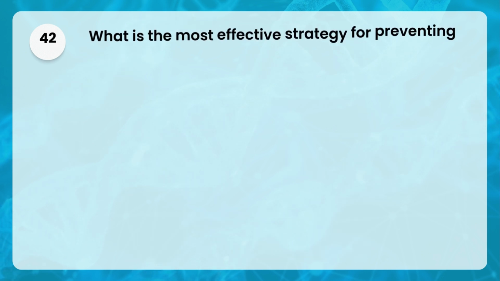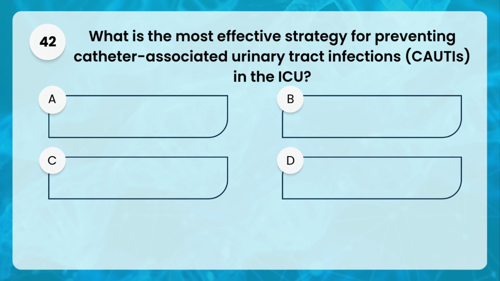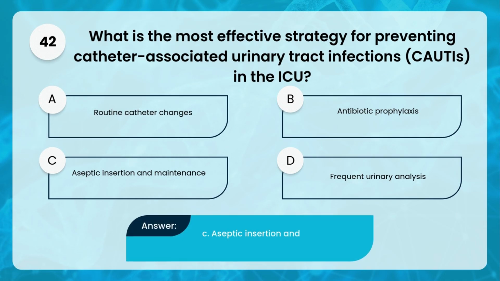Number 42. What is the most effective strategy for preventing catheter-associated urinary tract infections, CAUTIs, in the ICU? A. Routine catheter changes. B. Antibiotic prophylaxis. C. Aseptic insertion and maintenance. Or D. Frequent urinalysis. The answer is C. Aseptic insertion and maintenance.